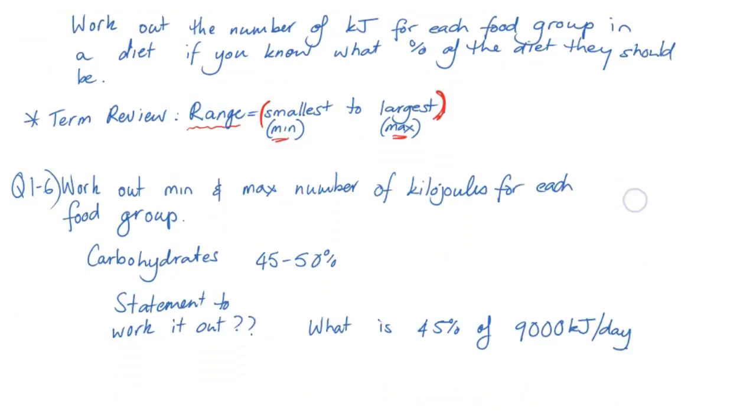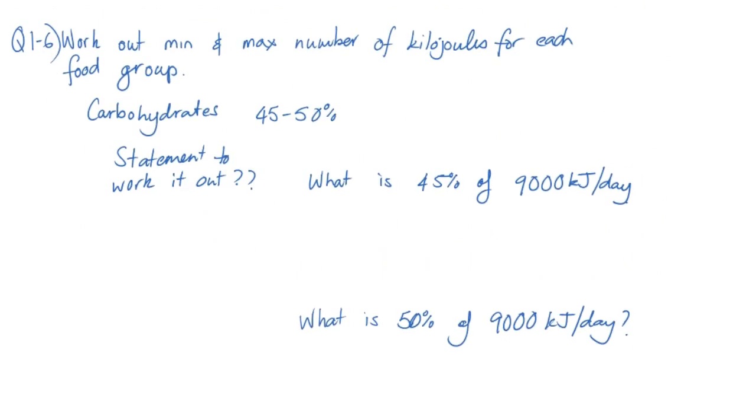So for question 1 to 6, you're going to be working out the minimum and the maximum number of kilojoules for each food group. So I'm just going to do an example here and then you're going to do the rest. Carbohydrates, basically it's saying that your diet, whatever your metabolism is, however many kilojoules you burn per day, 45 to 50% of your food should be carbohydrates. So you need to figure out what your minimum number of carbohydrates is and your maximum number of carbohydrates is, so that you know that you're in a good range when it comes to what you eat.